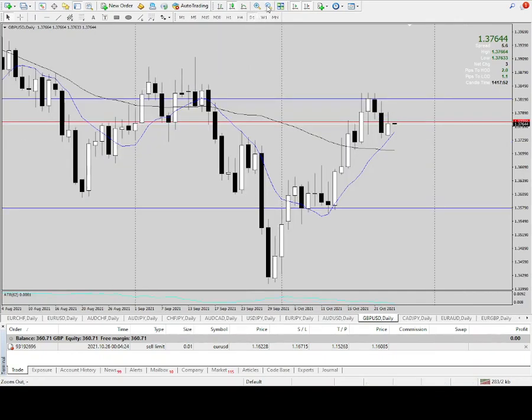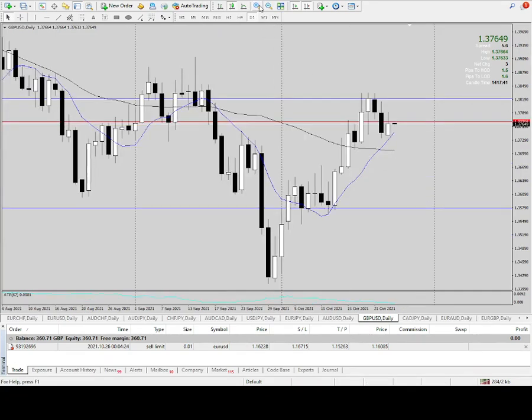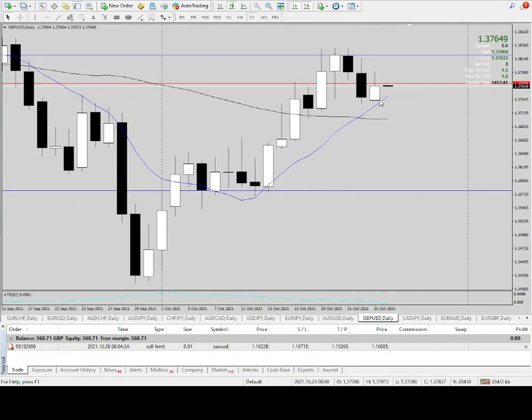So going down to the daily, we can see price has made it over the 50 MA, and we can see that it's broken this trend line, and now price action is forming above the trend line. So we got a bullish candle right here that was printed.